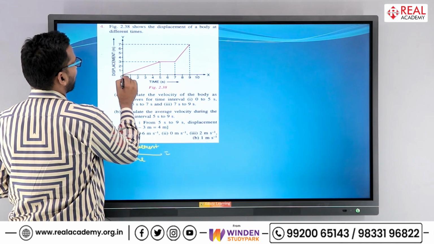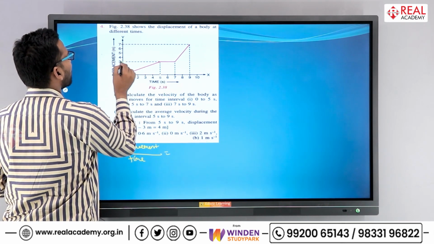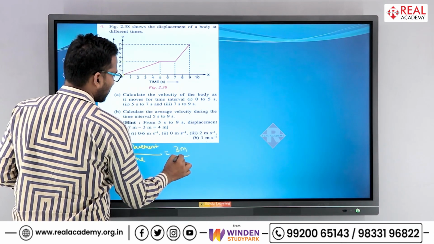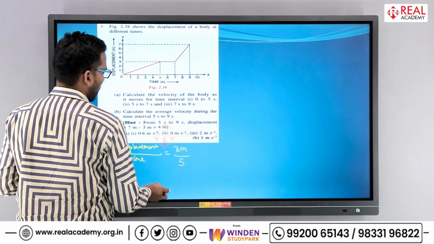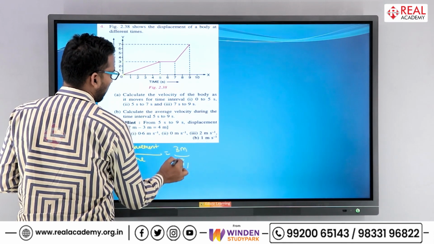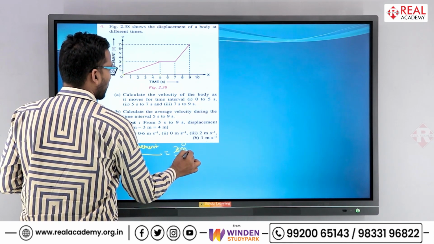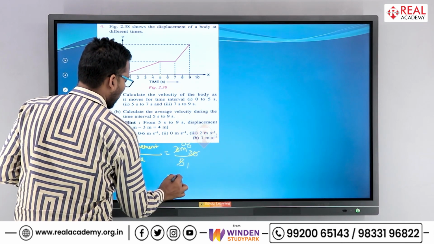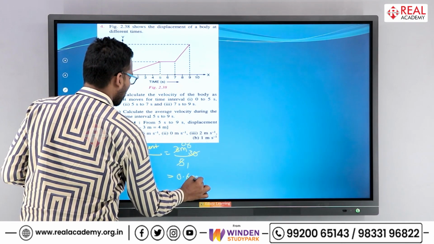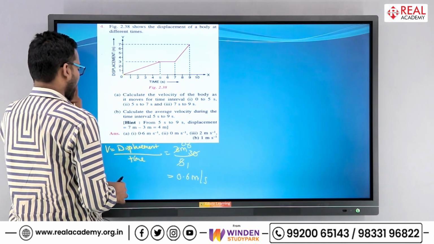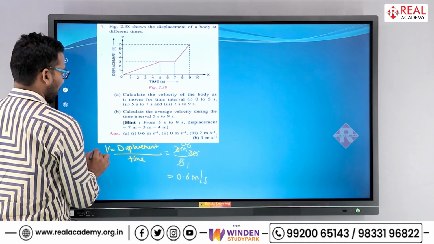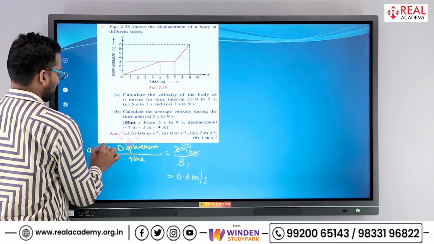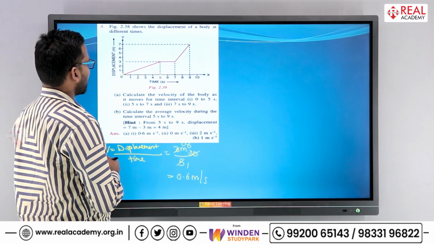From 0 to 5 seconds, the displacement is 3 meters. So 3 meter upon time, which is 5 seconds. So 3 meter upon 5 seconds, that is 0.6 meter per second. So this is the first question which they are asking us.